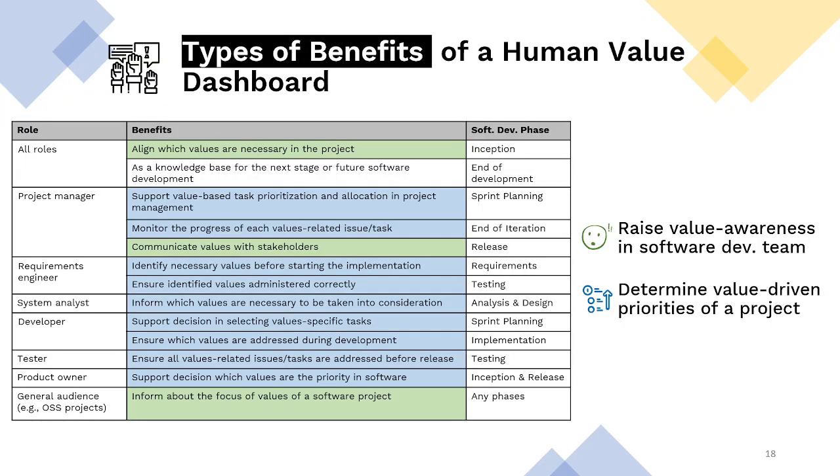Second, regarding who will benefit from a human value dashboard, the practitioners identified several roles, such as project managers, requirements engineers, system analysts, developers, testers, and product owners in various software development phases. We also identified two types of benefits for the development team. First, to raise the awareness of human values in the software team, shown by the green color in the table. And second, to determine priorities based on human values in the project, shown by the blue color in the table.